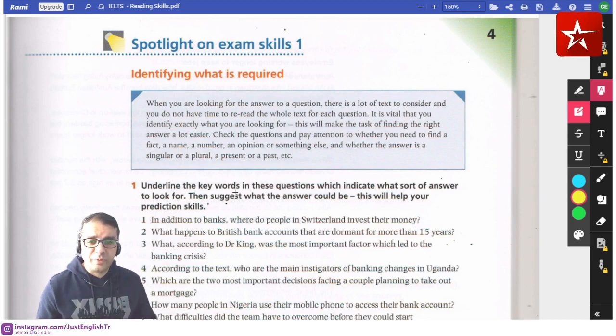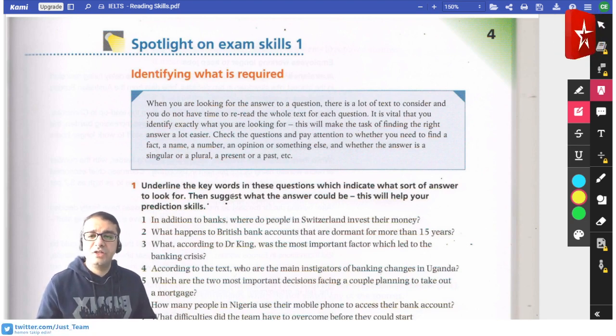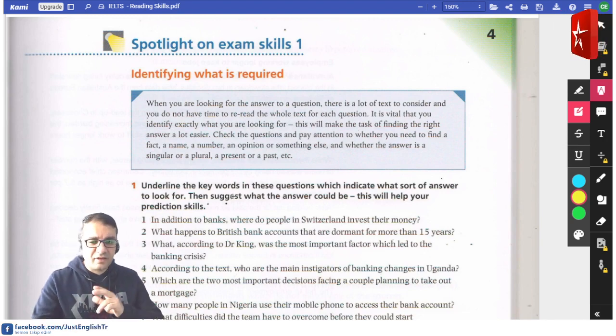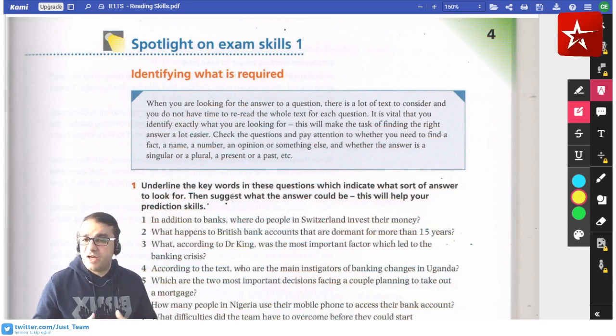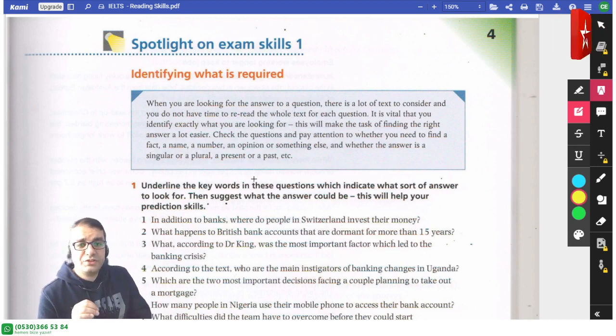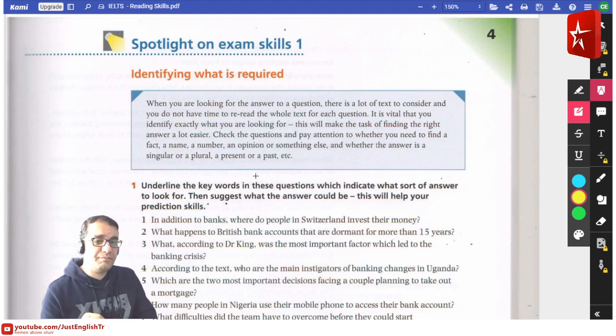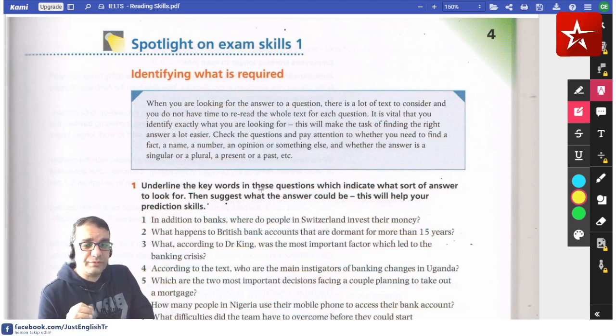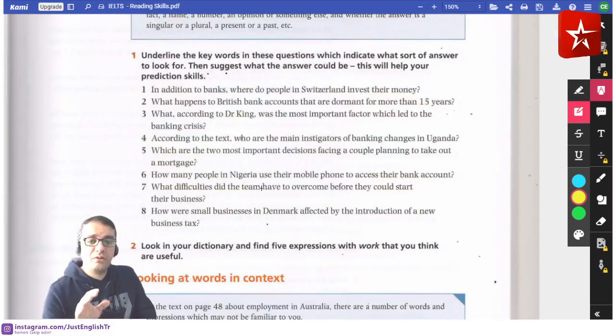So let's put it this way. When you look into the answer of the question, there is a lot of text you may not know, or you have to reread again, and it takes time. Time is against you. So it's vital that you identify exactly the words. Okay? In this case, check the questions and pay attention to whether you need to find a fact, name, number, opinion, or something else. Okay? This is very important. Now, I want you to follow the rules here.